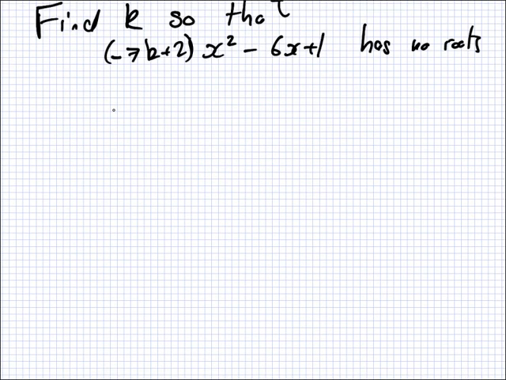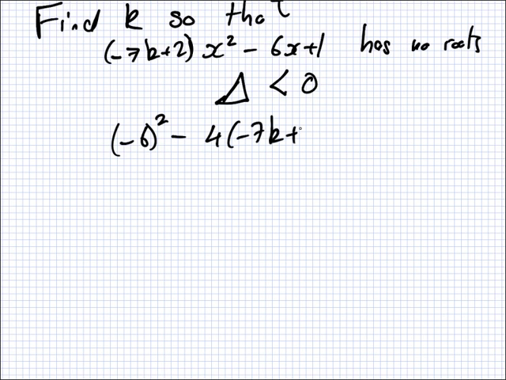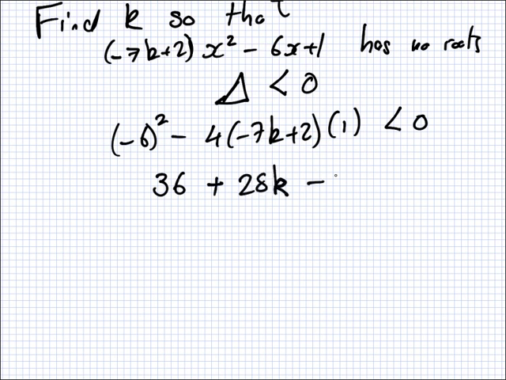So this time we start off with the answer. We know it has no roots, so we know that the discriminant should be less than 0. We know this for a fact. b squared minus 4ac should be less than 0. Did I get that right? Yeah, that's right, isn't it? 36 plus 28k minus 8, isn't it? Why do you expand it? Why do you open the brackets?